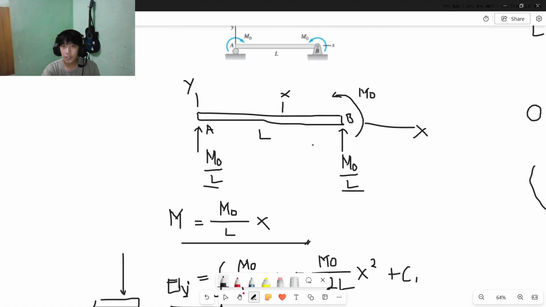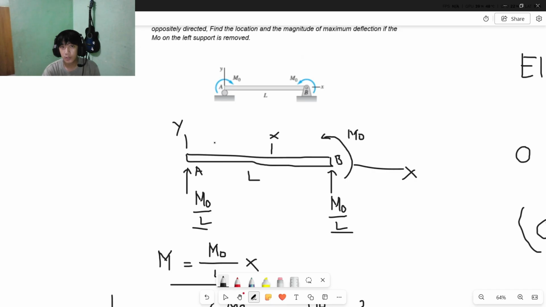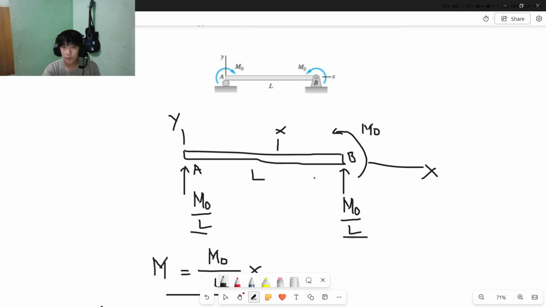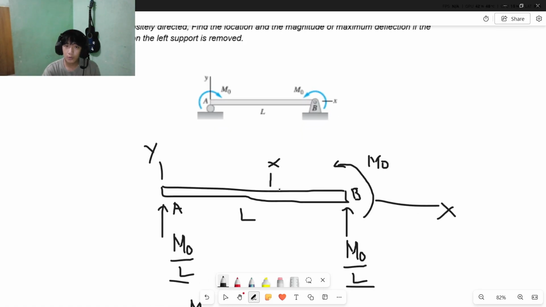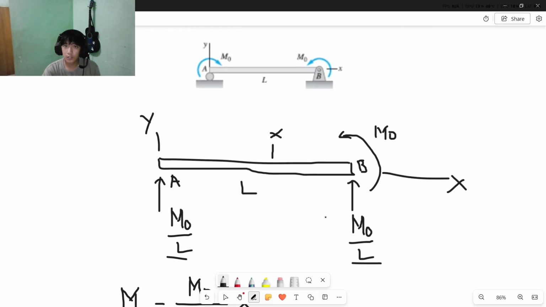So for the free body diagram, we have here our beam with our length denoted as L and our bending moment, so we show it as M sub O over L. So here are two supports, and since the left moment is removed, we assume that the force on the right side would be greater than on the left side. So that means that our location of the deflection would most likely be nearest on the right side of the beam.